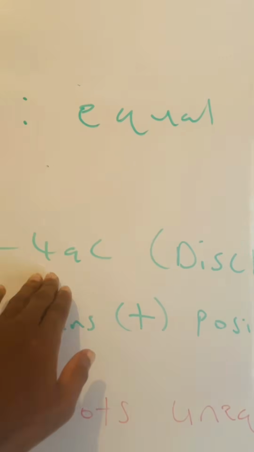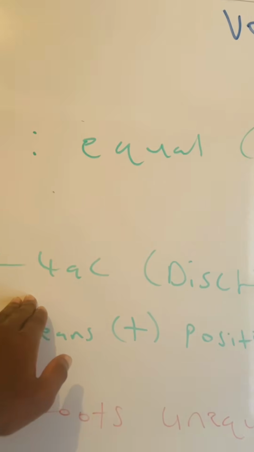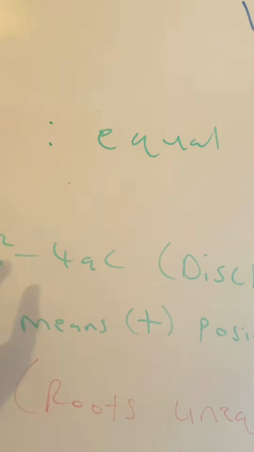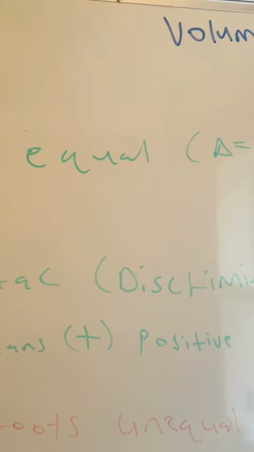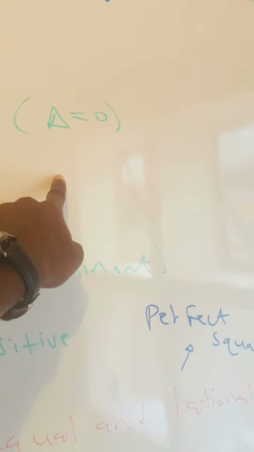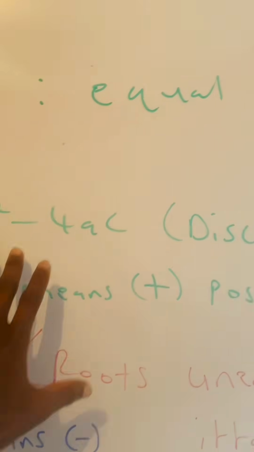minus 4ac. It is the formula inside the quadratic formula, under the square root. That measures the discriminant. So when they say the nature of roots are equal, you must make the discriminant equal to 0. The formula is this one.